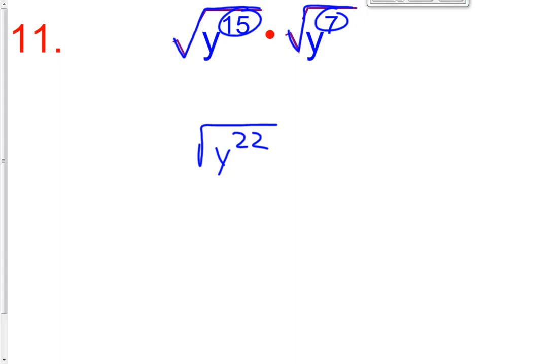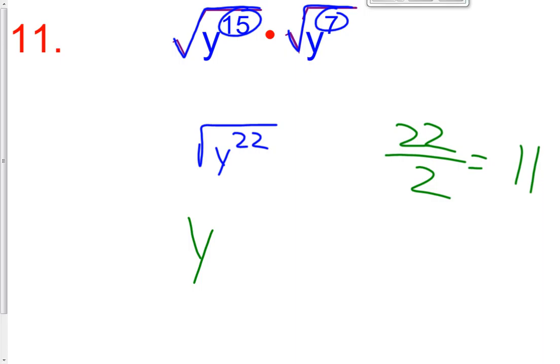Now, we can simplify this. We take 22 and divide it by the index. 22 divided by 2 is 11. So I can take out a y to the 11th. So there's my answer, y raised to the 11th power. Moving on to the next one.